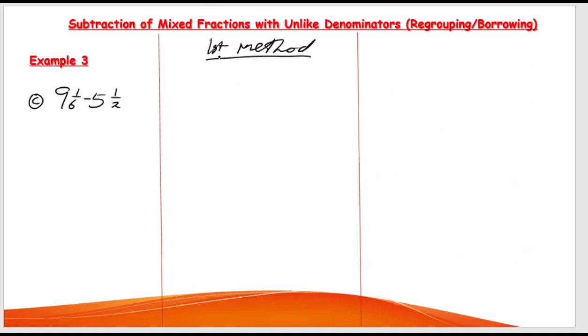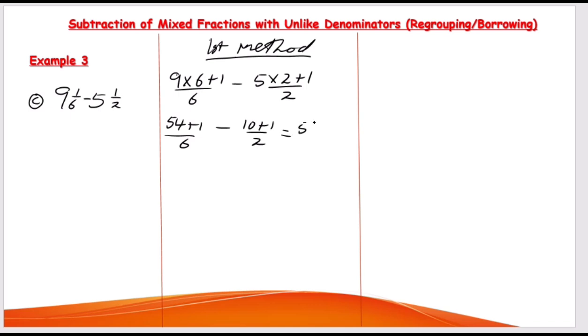So using the first method, all we need to do here is to multiply the whole number by 6 and add it to the numerator. That is 9 times 6 plus 1 over 6 minus 5 times 2 plus 1 over 2. Now 9 times 6 is going to give me 54 plus 1 over 6 minus 10 plus 1 over 2. So 54 plus 1 will give me 55 over 6 minus 10 plus 1 will give me 11 over 2.